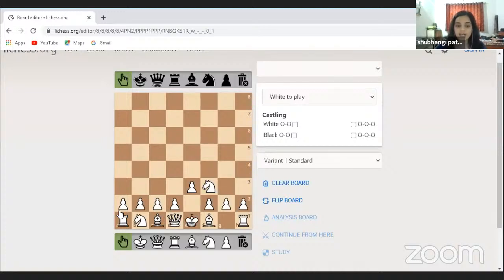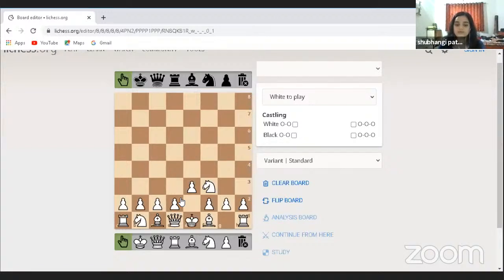Then bishop, knight, and rook we have already written. King we have written. Queen we have written. And for pawn, you can use P, or if you don't want to use P, you can simply write just the square. So if you want to use P, you can write pawn, and in front of it, you can write P.